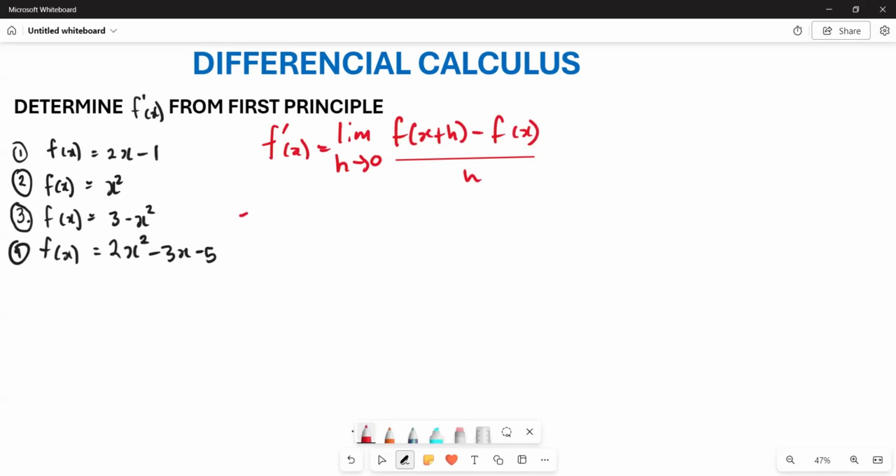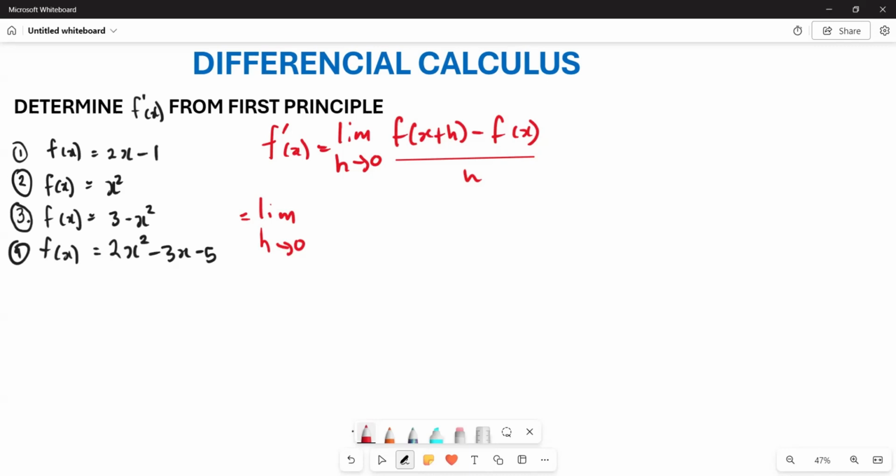So what is it that you are going to do now? Whenever you are writing this, it is fundamentally important that you include the limit as h approaches 0. You must always include this up until you find the value of h, or rather up until you substitute your h, right?